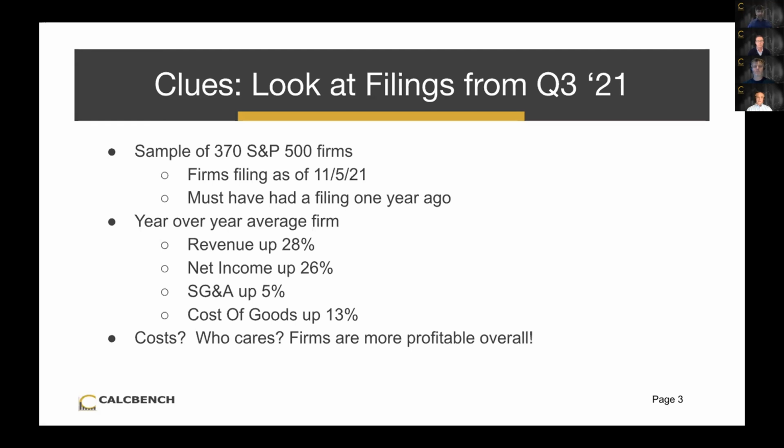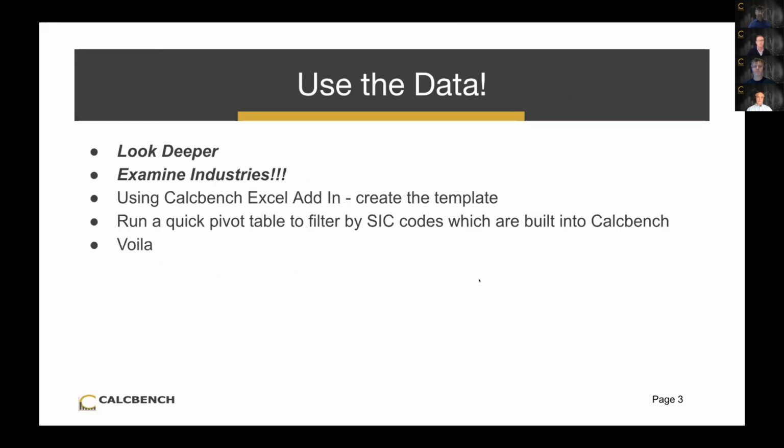If we can go to the next slide, we're going to use the data. You need to look a little bit deeper than that surface level example, and we're going to examine some industries. Inside the database is also the concept of an SIC code, standard industrial classification. You can add that as a column to the data set and just filter by it.